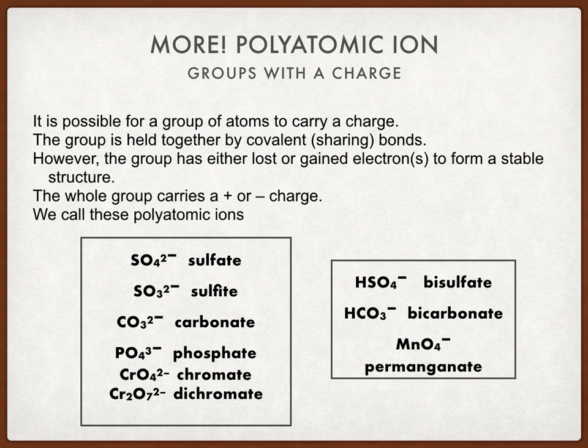The sulfates and sulfites are always a -2. Carbonate -2. Phosphate is a -3. Chromate and dichromate are -2. And everything on the right is all a -1.